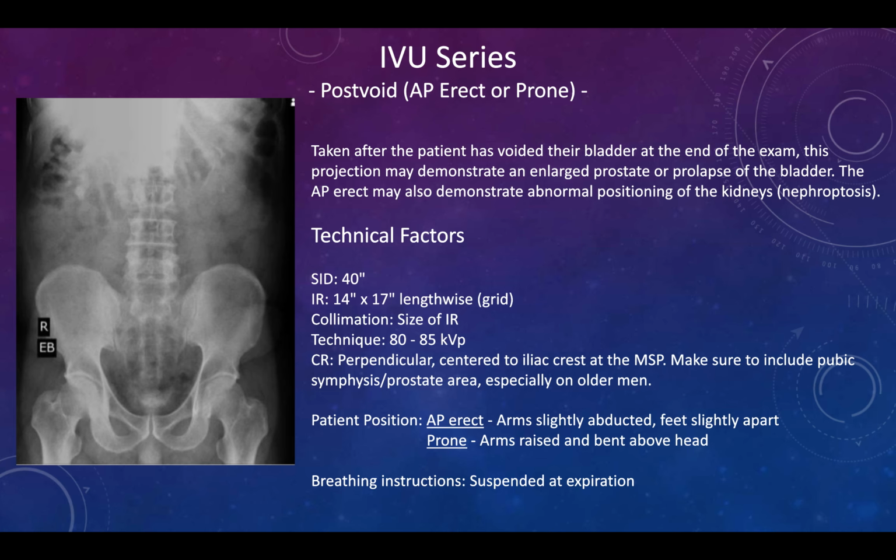Again, 40-inch SID, 14 by 17 lengthwise, collimate to the size of the IR, 80 to 85 kVp, and that CR is going to be at the iliac crest and MSP again. And we might want to go maybe a little bit lower for older men, just to make sure that you get that whole pubic symphysis prostate area. For the AP erect, arms slightly abducted, feet slightly apart. For the prone, arms raised above the head, up on the pillow.